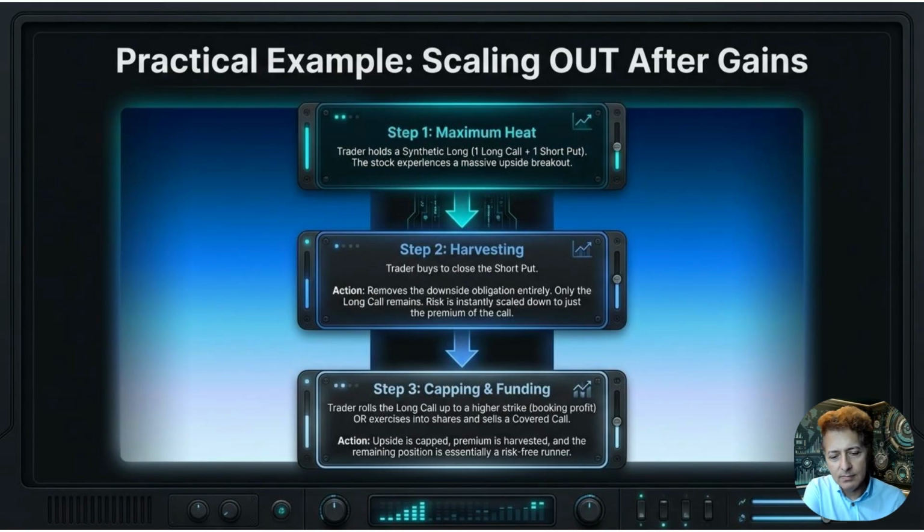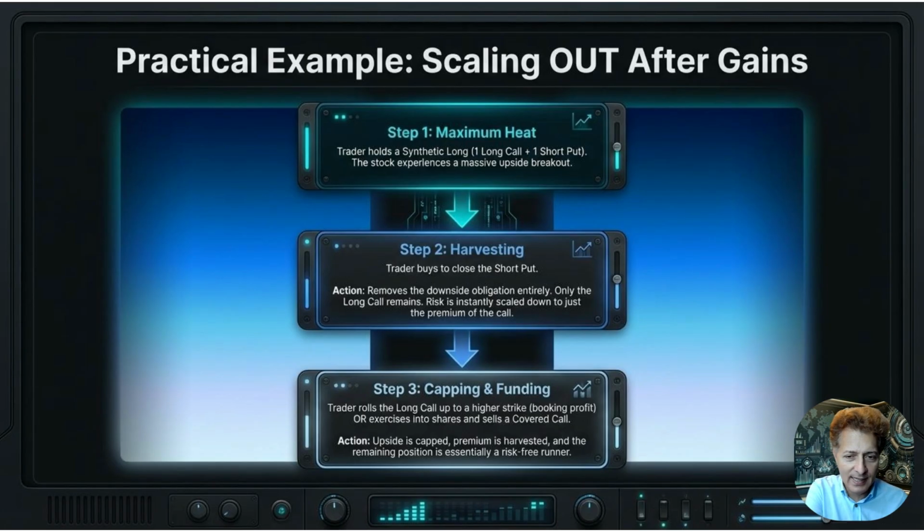What about this other example? Again, as I said, many examples, many possibilities. Okay, this may be you. So step one, you are in a synthetic long position. In case you forgot, a synthetic long position is made of buying a call and selling a put. So you buy a call, you sell a put, and that replicates owning stock.